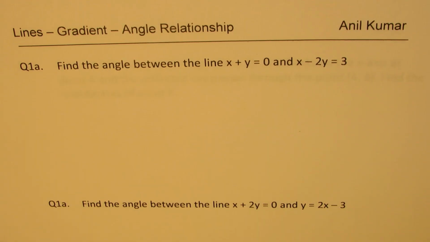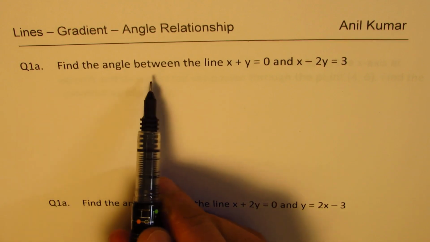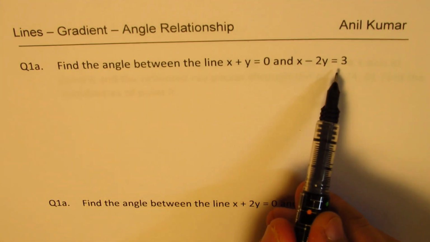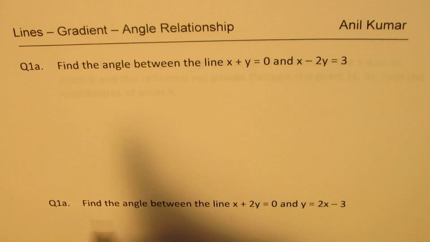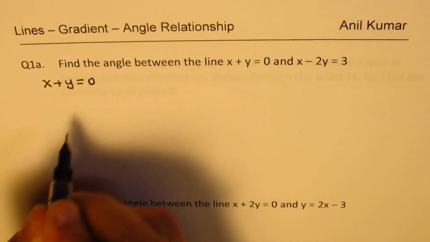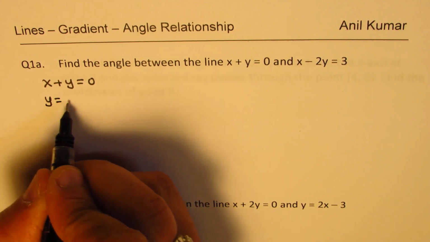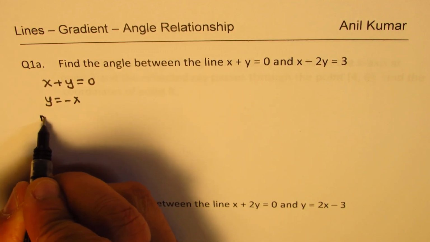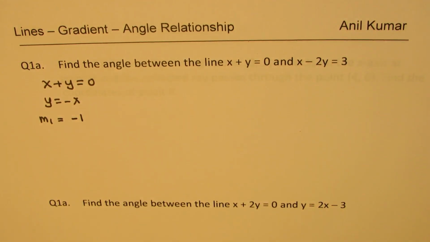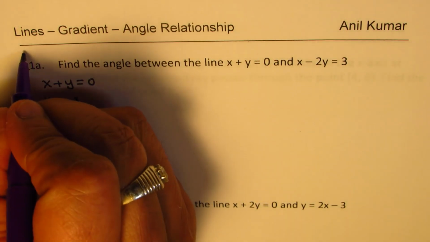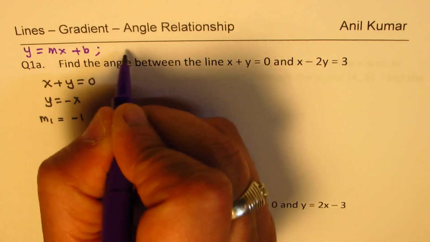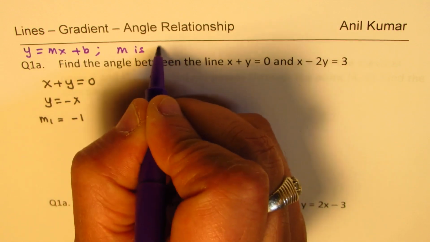Question number 1 here is: find the angle between the lines x plus y equals to 0 and x minus 2y equals to 3. So we are given two lines. One is x plus y equals to 0. Let me write this as y equals to minus x. That means the slope of this line is minus 1, correct? We are comparing it with the form y equals to mx plus b, where m is the slope.